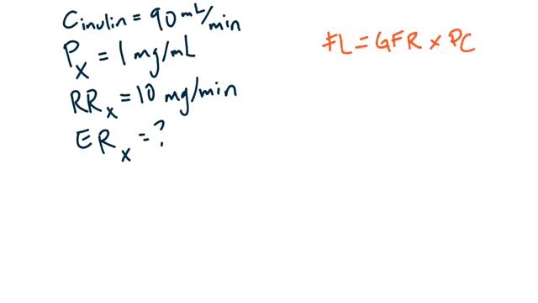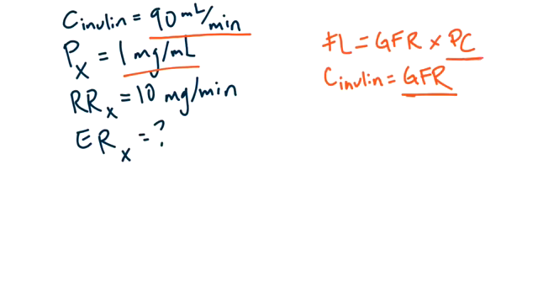Also remember that the clearance of inulin equals the GFR. So we can plug in the 90 milliliters per minute as the GFR and 1 milligram per milliliter as the plasma concentration to solve for filtered load. This would be 90 times 1, which is 90.